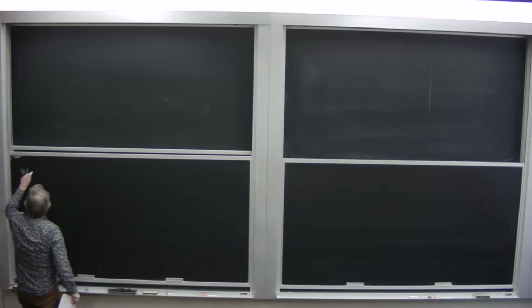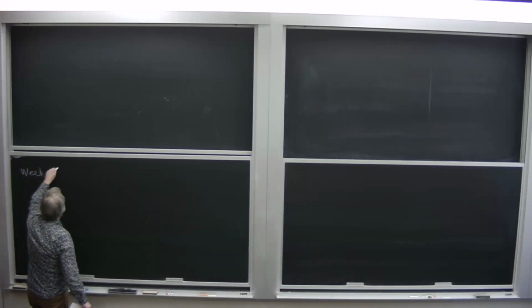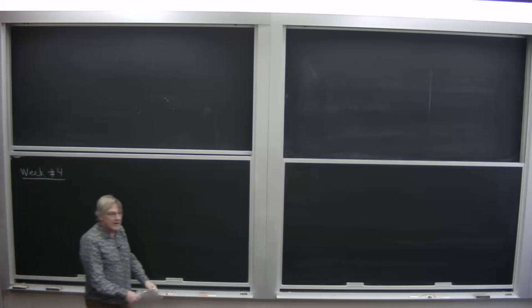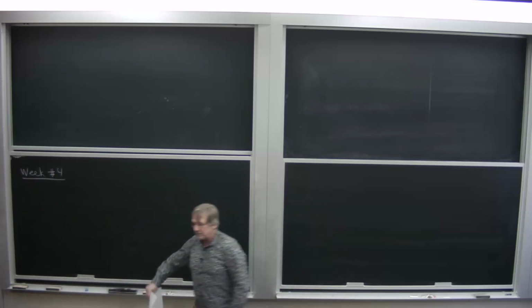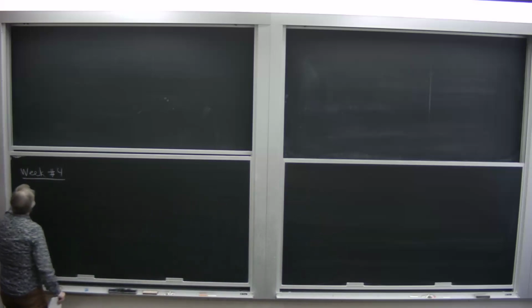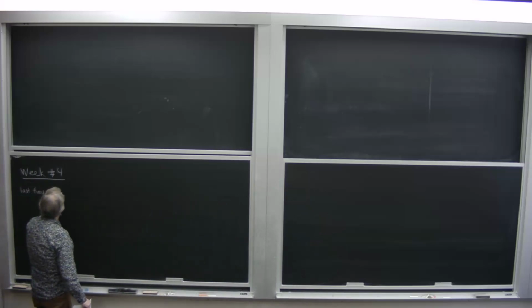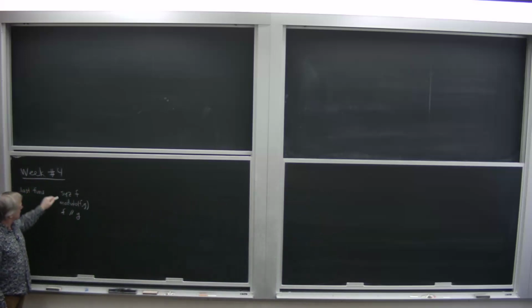Started. So this is week number, I believe, 4. Okay. And recall what we did last time, which was a little while ago now. So last time we did a few things, but we did things like syz of f, mod of f comma g, and then f / g, this kind of thing. Okay. Every single one of these things you should think of as requiring a Gröbner basis calculation.